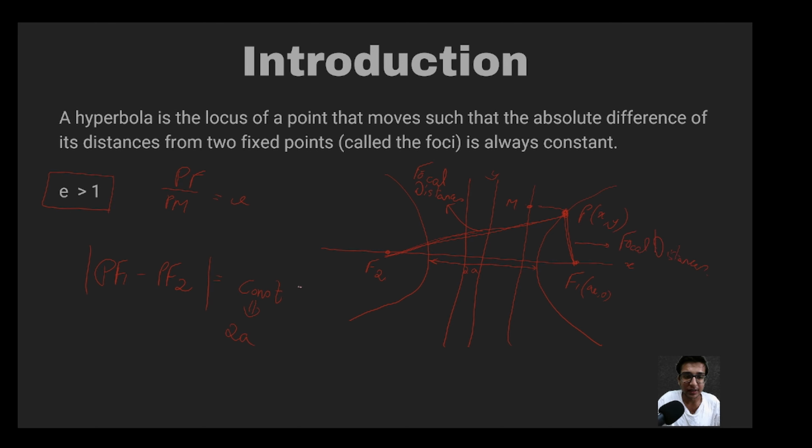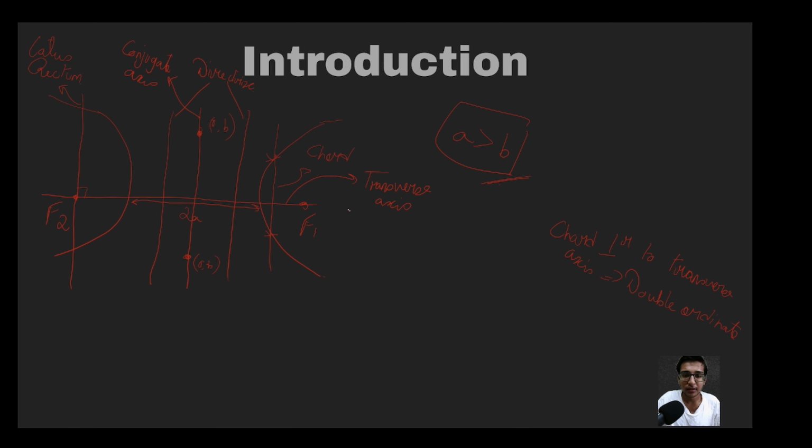So again, an important thing, you must remember this expression, and that the axes are called transverse axis and conjugate axis. The rest of the things are same as to what we had studied in ellipse. So now let's look into the standard forms.